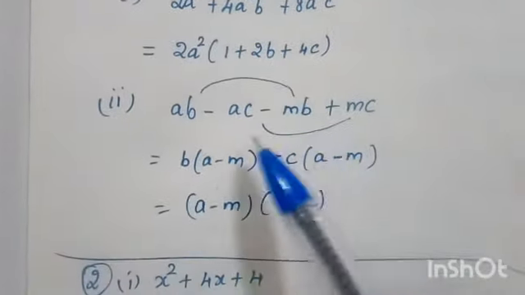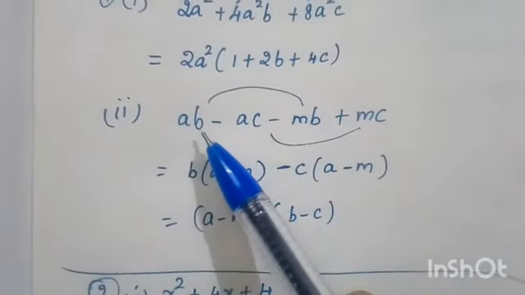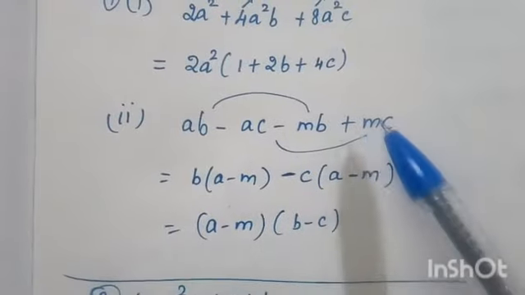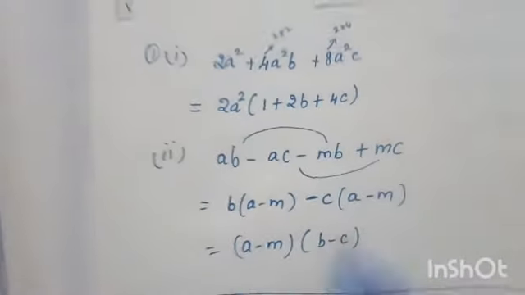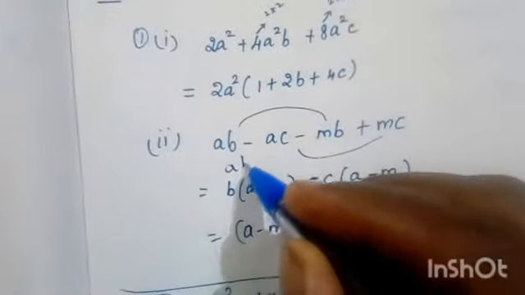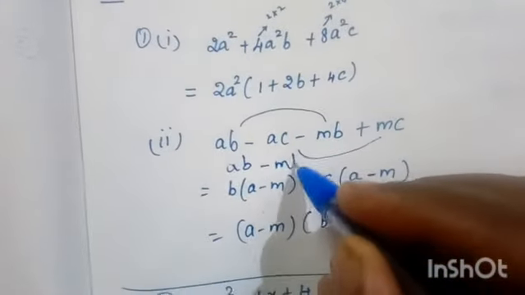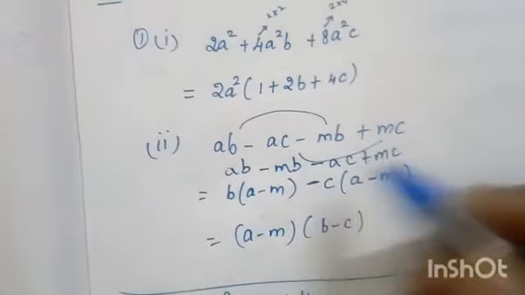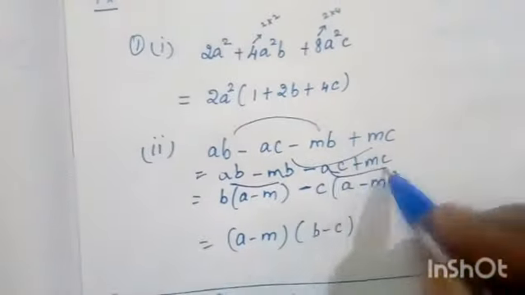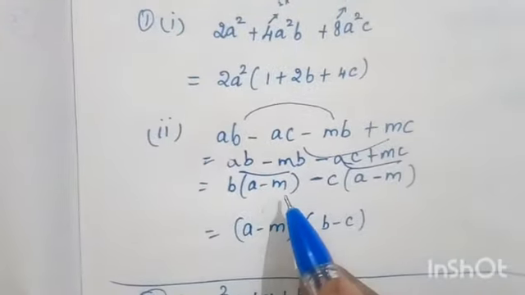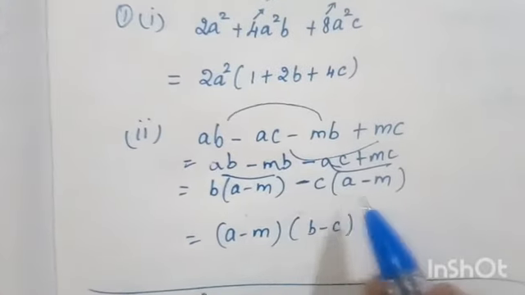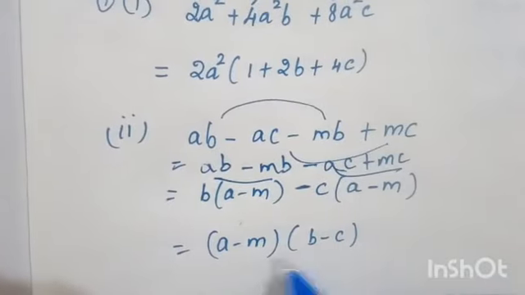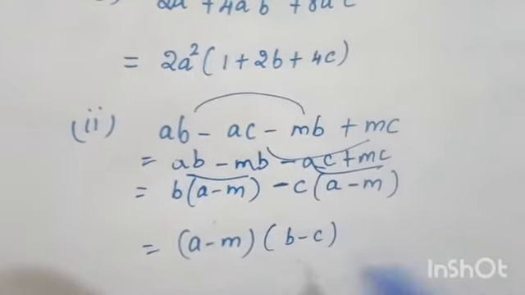The second question, grouping method: ab minus ac minus mp plus mc. Make ab minus mp a group, then ac and mc a group. Otherwise you can write one more step: ab minus mp minus ac plus mc. Then make groups, these two as a group and these two as a group. B into a minus m, and for the second group take minus c outside, that is a minus m. So a minus m is common, that is a minus m into b minus c. It is the factorized form.